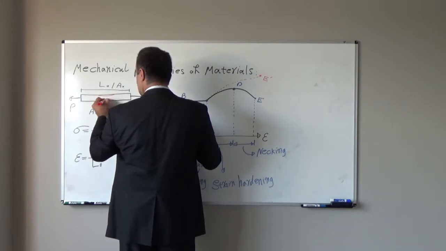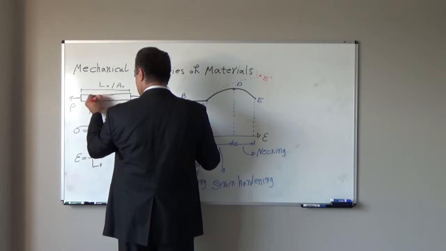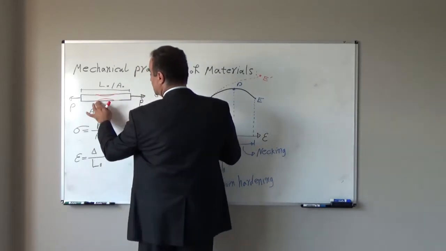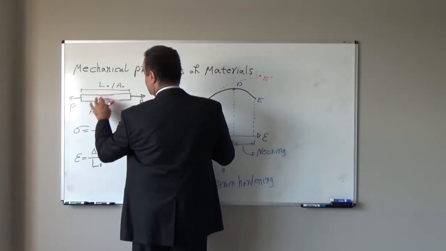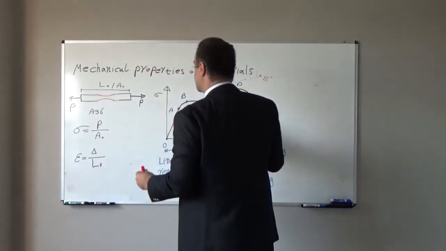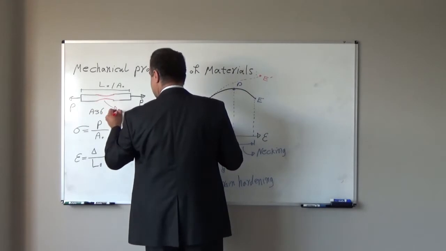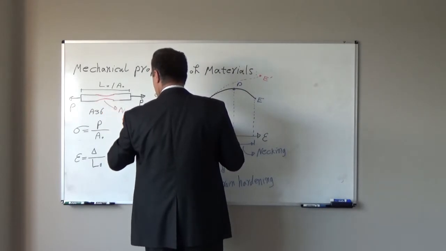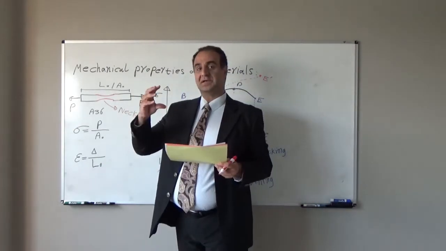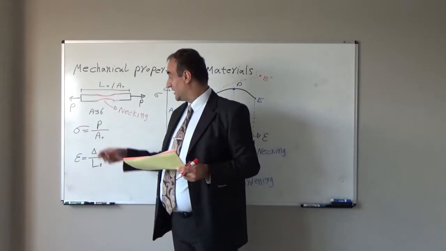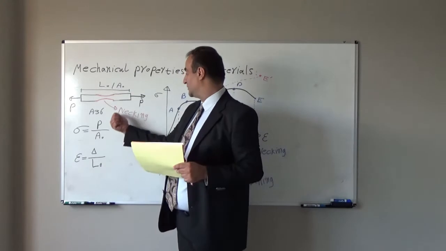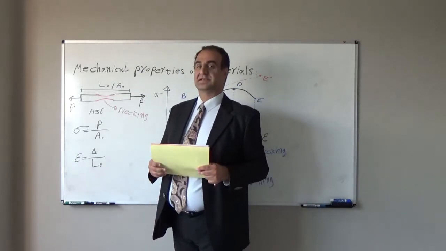So, part of the cross-sectional area will suddenly decrease, and it will get smaller and smaller. That point is the necking region. In this region, you see the cross-sectional area gets smaller. Now for calculating the stress, what is the stress? Stress is, we define, load divided by initial cross-sectional area.